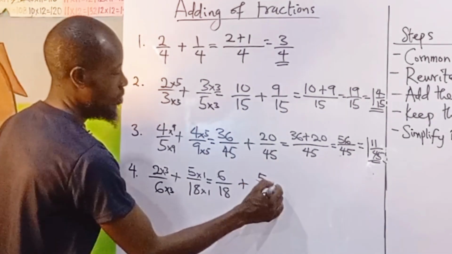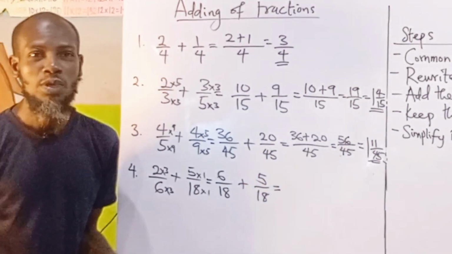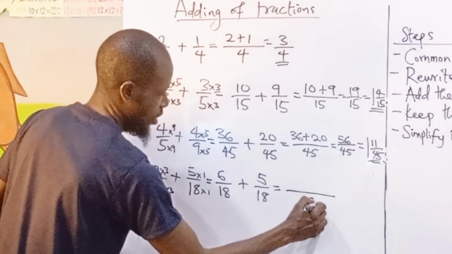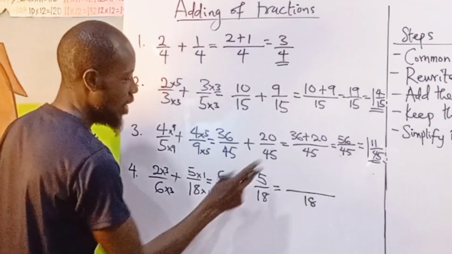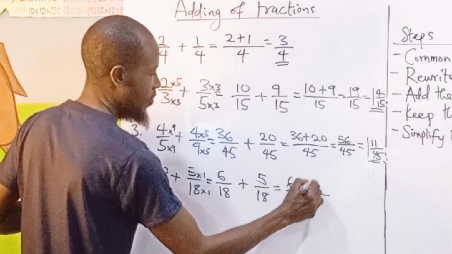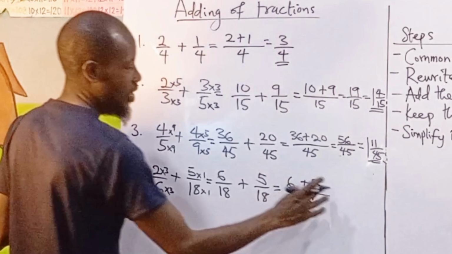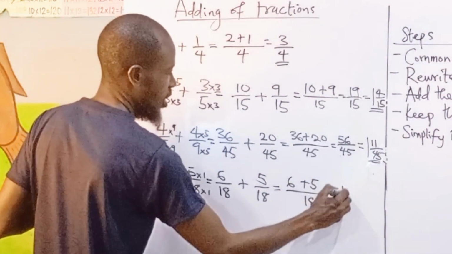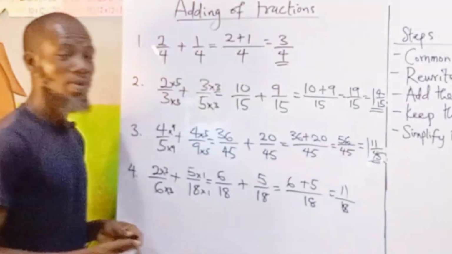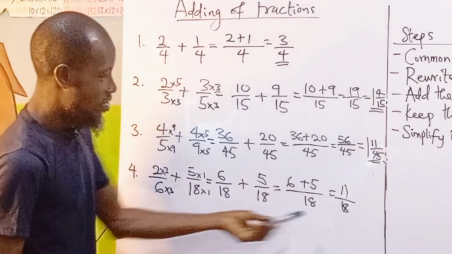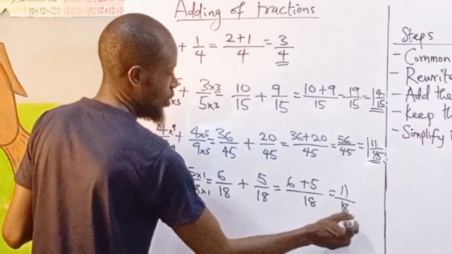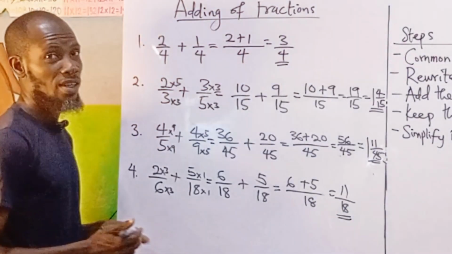In this case now, we have the common denominator. Now we keep the denominator, then we add up the numerators. So we have 6 plus 5, that will give us 11 over 18. In this case now, nothing is common, so that is our final answer. We don't need to simplify anything there.